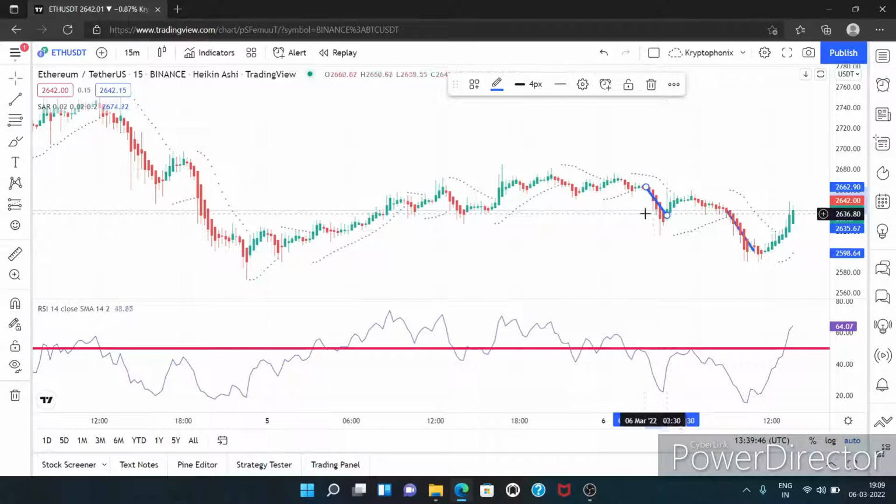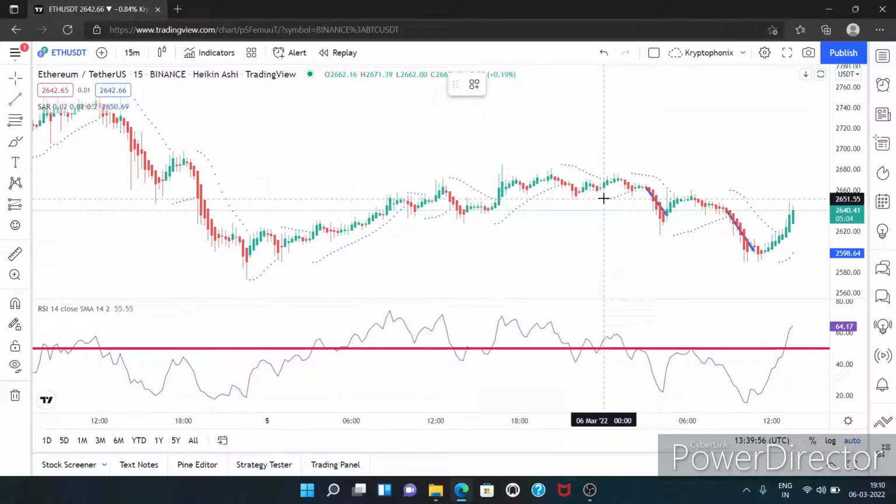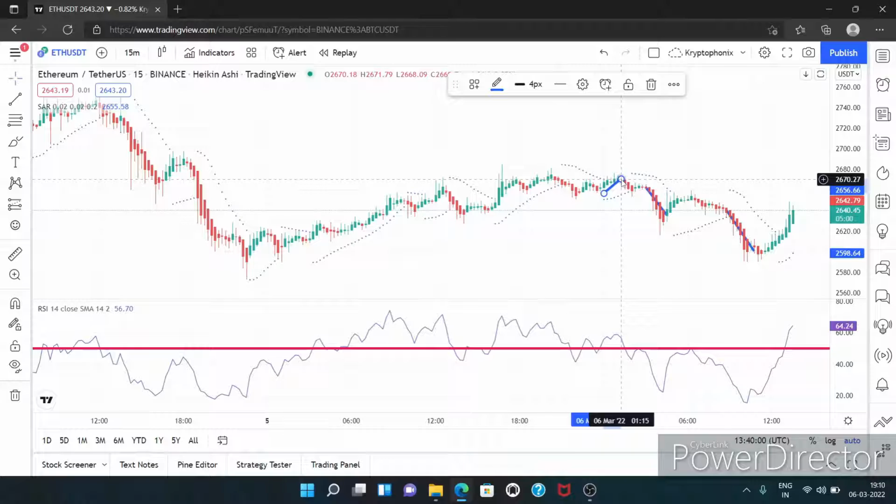This point over here, a buy signal was generated, with RSI above the 50 level mark and price trading above the SAR. The result of the buy signal was an up move. This should have been our exit point as the previous day's low is being breached, from 2656 to 2670.